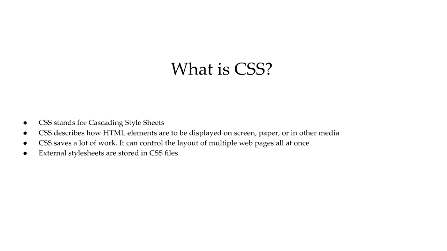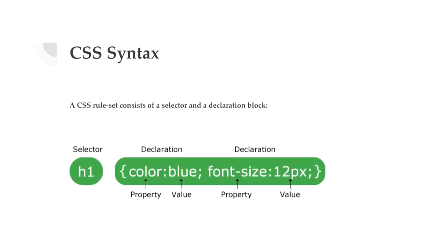CSS saves a lot of work. The style definitions are normally saved in external CSS files. With an external style sheet file, you can change the look of an entire website by changing just one file. Look at this CSS syntax. A CSS rule set consists of a selector and a declaration block. The selector points to the HTML element you want to style, like H1, H2, H6, paragraph, anyone. The declaration block contains one or more declarations separated by semicolons.